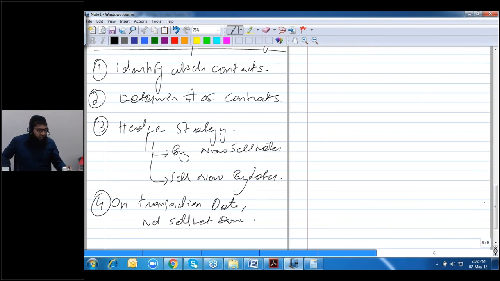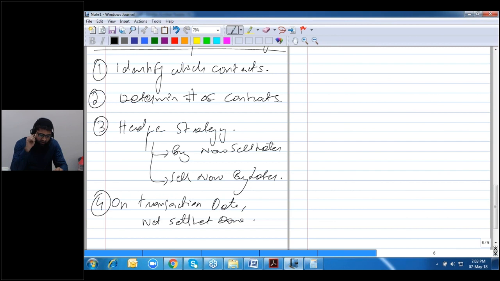Okay, so I've written down a few steps with respect to setting up the interest rate futures. Let's have a discussion about the setting up of the interest rate future. The first thing is you need to identify which contracts. Now, what do you mean by which contracts? I'm going to explain. The second thing is you need to determine the number of contracts.